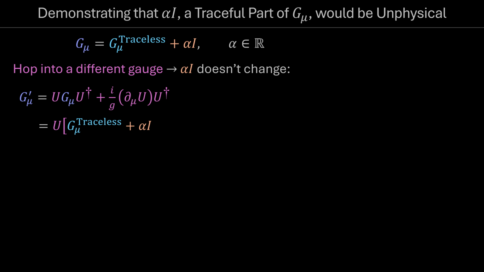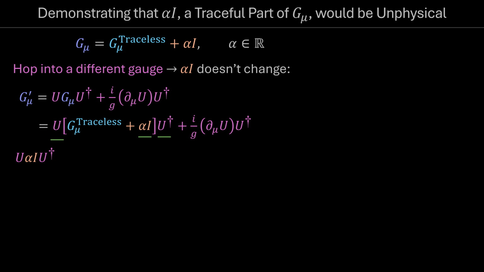Well, substituting in G mu as G mu traceless plus alpha I, we find that alpha I becomes one of the ingredients in our U dagger sandwich. We have the hamburger patty of G mu traceless, and we have the lettuce of alpha I. Okay, so I went a little too far with that metaphor, but you know what I mean. So the question becomes, what is the deal with this alpha I term in the U dagger sandwich?